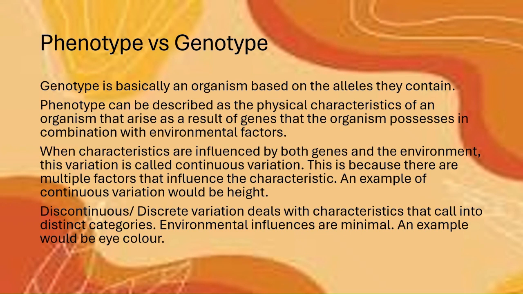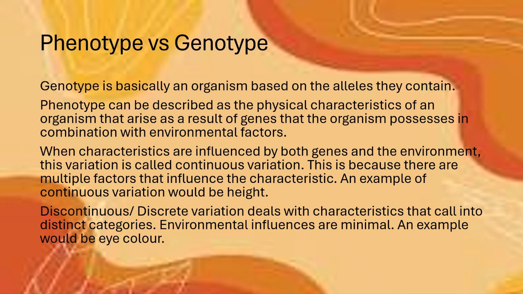So when characteristics are influenced both by genes and the environment, this variation is called continuous variation. And this is because there are multiple factors that influence the characteristic. And an example of continuous variation would be height. Your height is not determined by one gene, it is determined by a lot of different genes and a lot of different environmental factors as well. So that's what makes it a continuous variation.